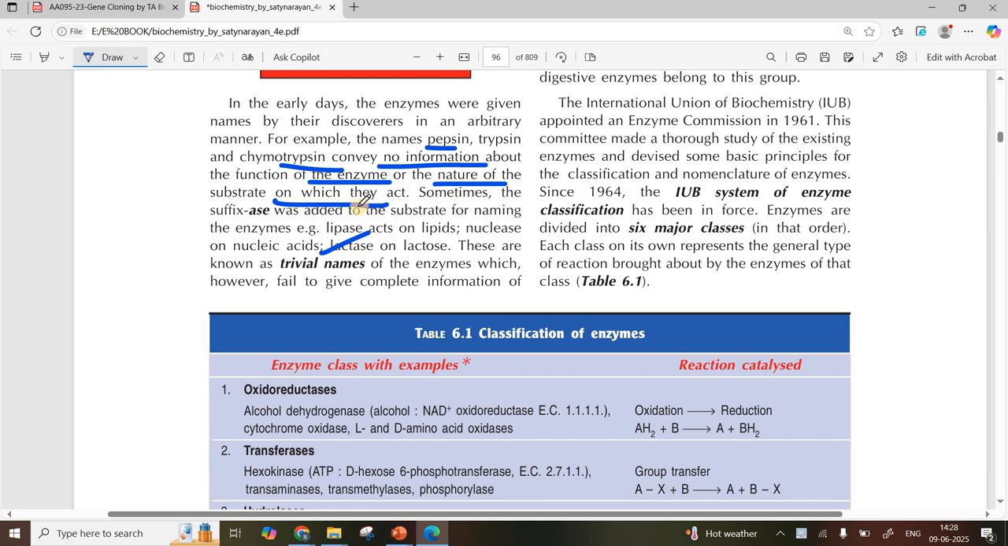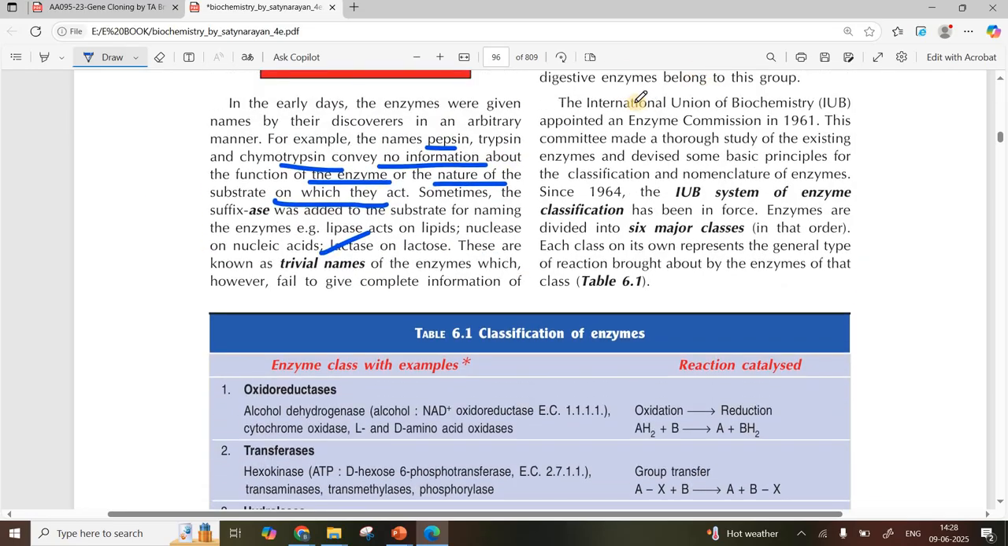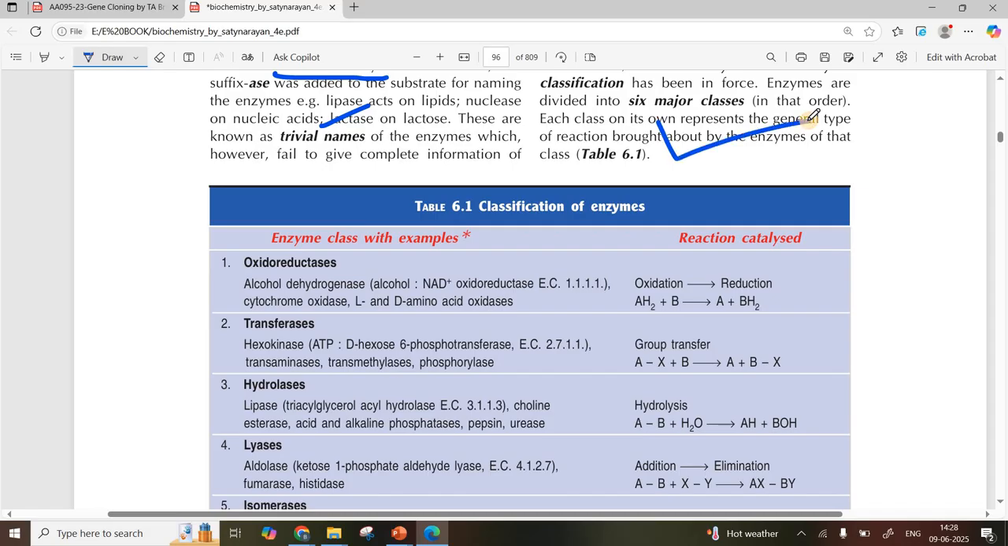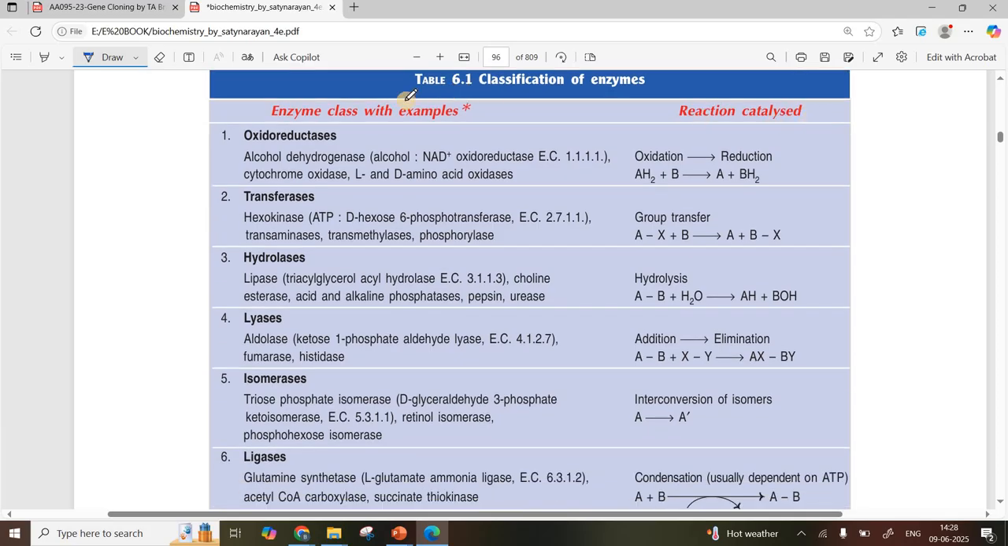Sometimes we know that enzymes have the suffix -ase: protease, lipase, nuclease, lactase. Everything was in a confused form. So the IUB, the International Union of Biochemistry, appointed the Enzyme Commission in 1961. They have given 6 major classes for enzyme classification. So let's study the classification of enzymes based on these 6 classes.